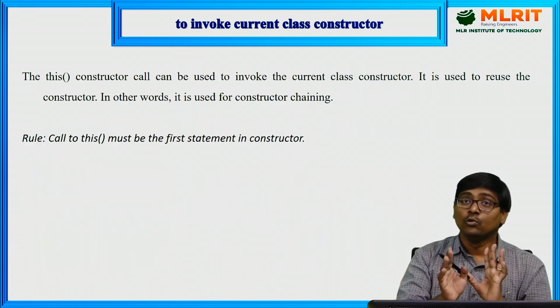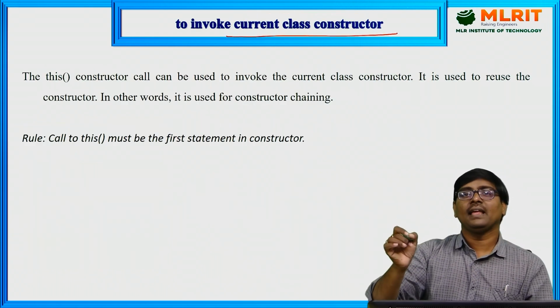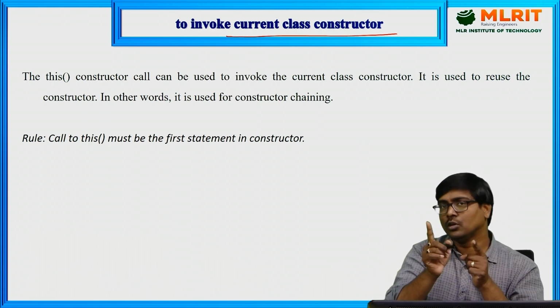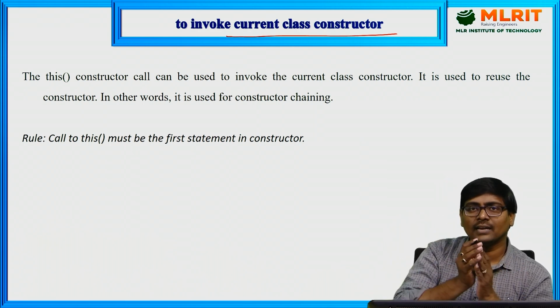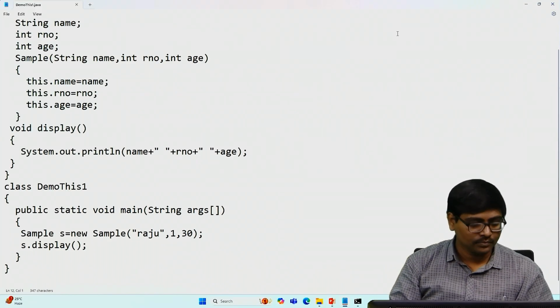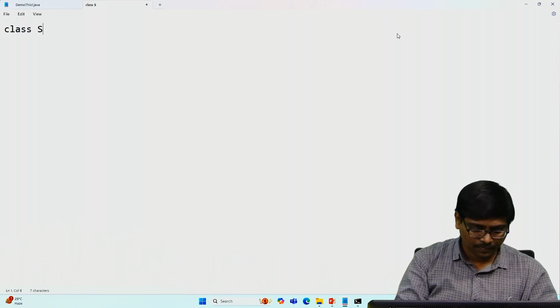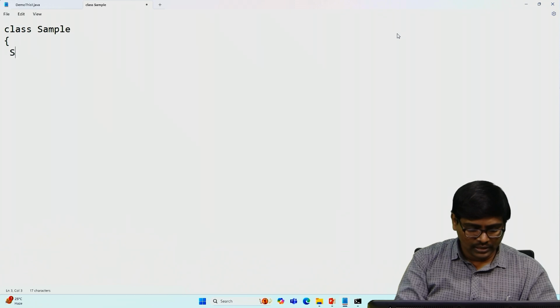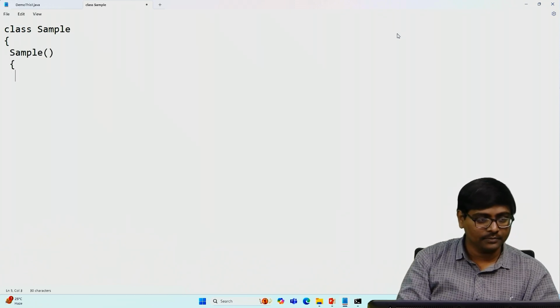Now, move to the third one, to invoke the current class constructor. Everyone knows the meaning of constructor. How do you invoke the current class constructor? Let me move with one example. Take a new example: class Sample. Inside the Sample class, I write one constructor.